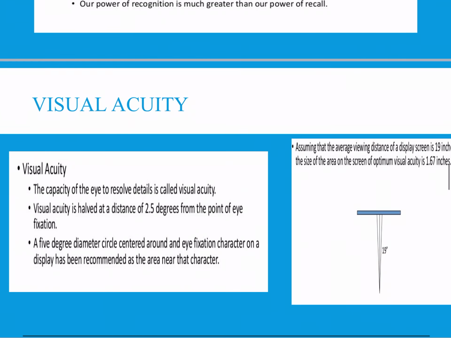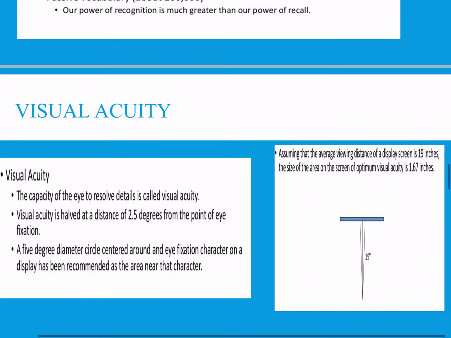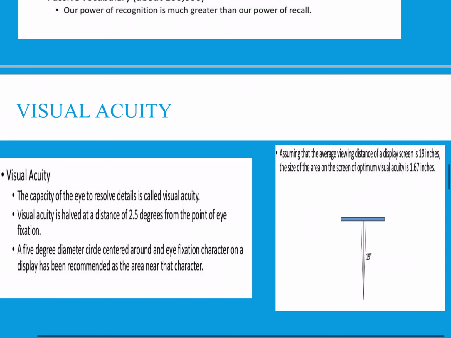Okay. Next is visual acuity. Suppose a person is sitting and trying to view his screen resolution. Here they are just checking the visual acuity. Assuming that the average viewing distance of a display screen is 19 inches, the size of the area on the screen of optimal visual acuity is 1.67 inches. The capacity of the eye to resolve details is called visual acuity.